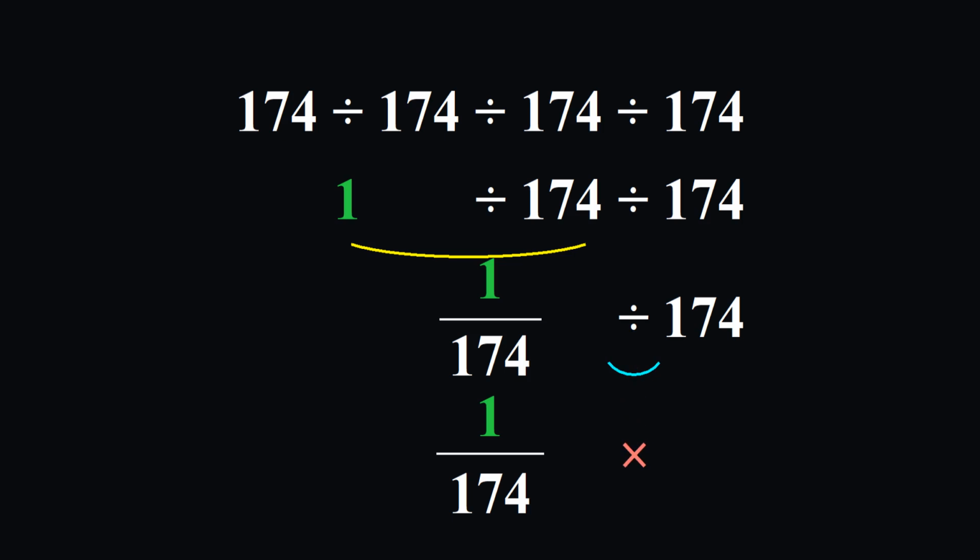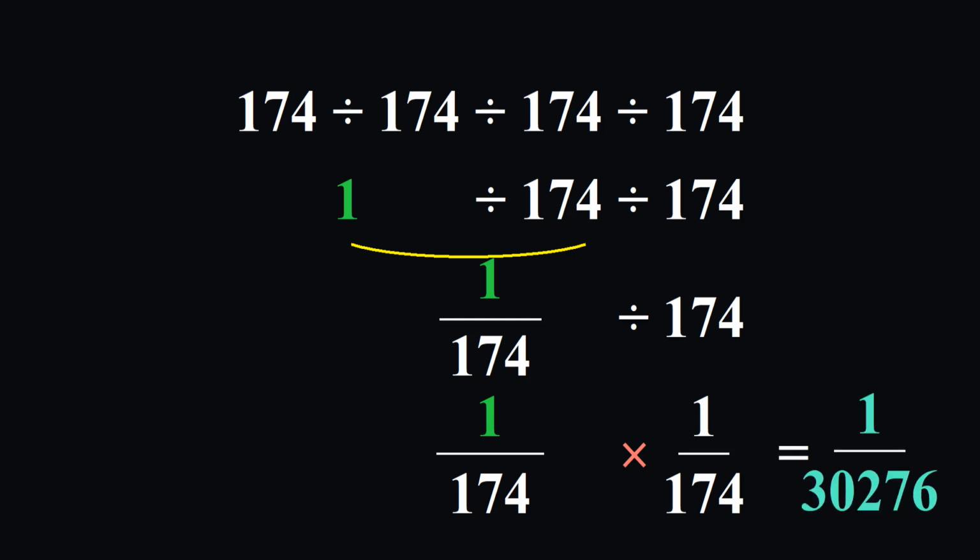Then flip the second fraction, 1 over 174, which equals 1 over 30,276, and this is our final answer for this problem.